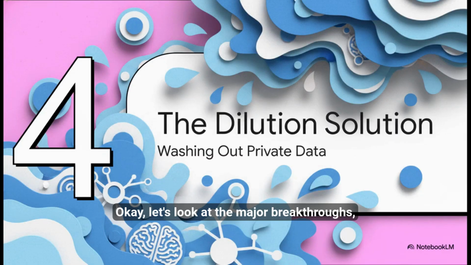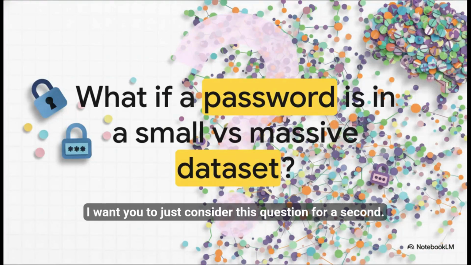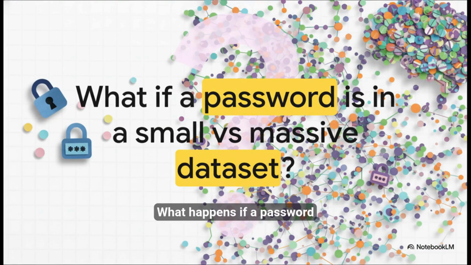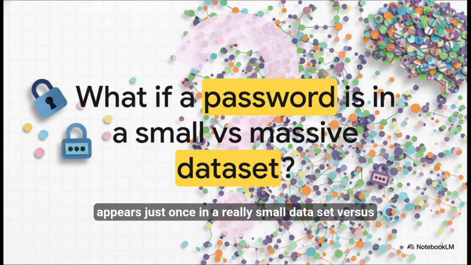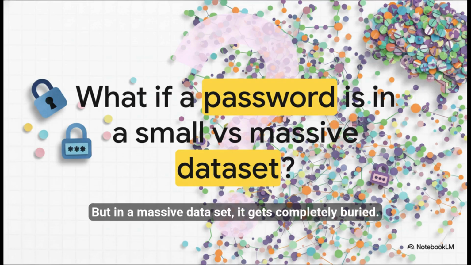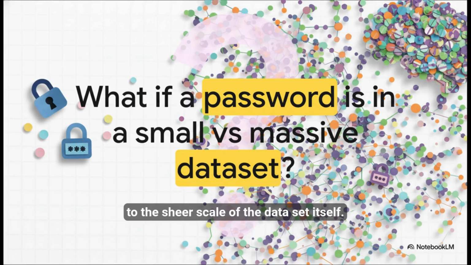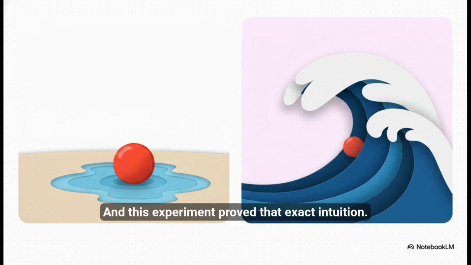Okay, let's look at the major breakthroughs, starting with Section 4, Finding 1, the Dilution Solution. I want you to just consider this question for a second. What happens if a password appears just once in a really small data set versus appearing once in a totally massive one? Intuitively, right, in a smaller data set, that one password stands out like a sore thumb. But in a massive data set, it gets completely buried. This whole idea boils down to the frequency of the data relative to the sheer scale of the dataset itself. And this experiment proved that exact intuition.